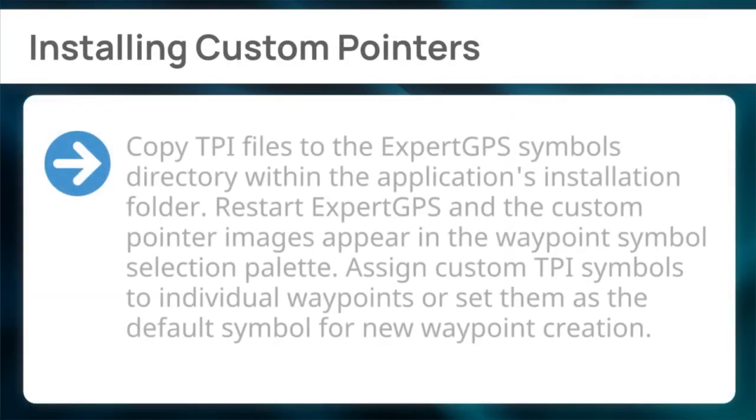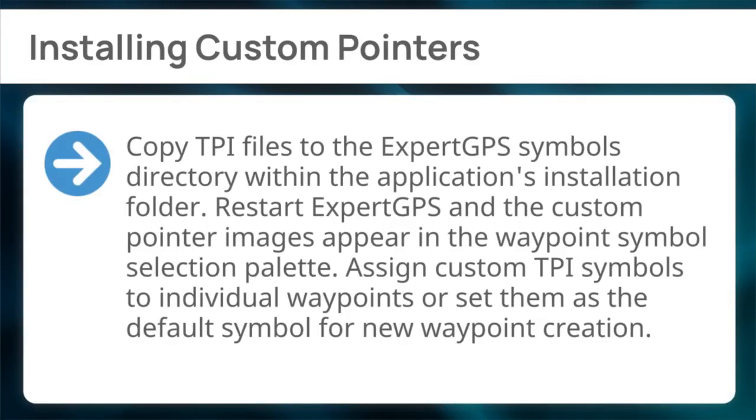First, installing custom pointers. Copy TPI files to the ExpertGPS symbols directory within the application's installation folder. Restart ExpertGPS and the custom pointer images appear in the waypoint symbol selection palette. Assign custom TPI symbols to individual waypoints, or set them as the default symbol for new waypoint creation.